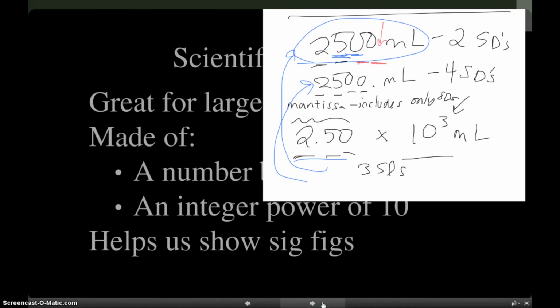Okay, so that wraps it up for those rules. Again, that's interpreting significant digits from a given measurement. The last thing we'll talk about in the next video is how to do calculations with these measurements.